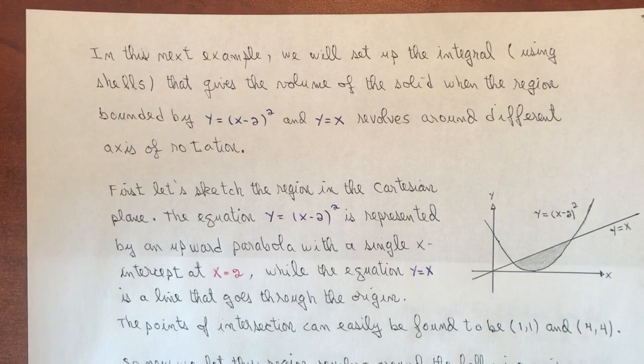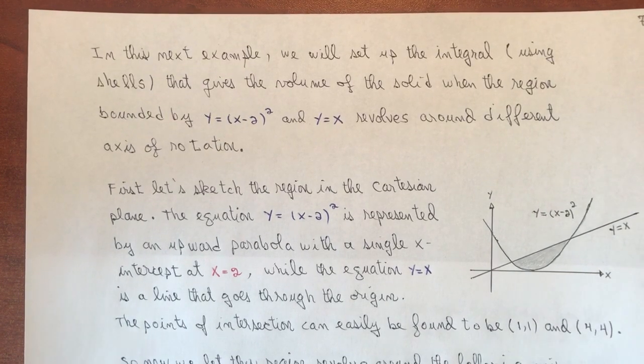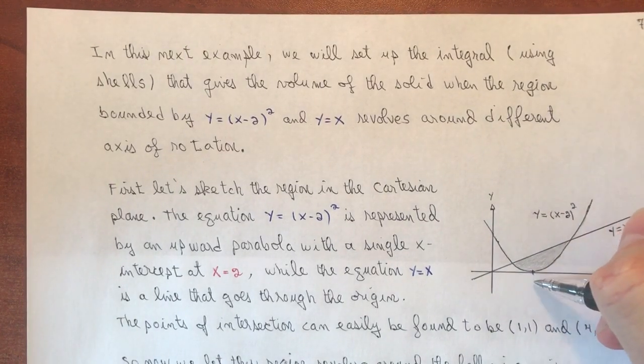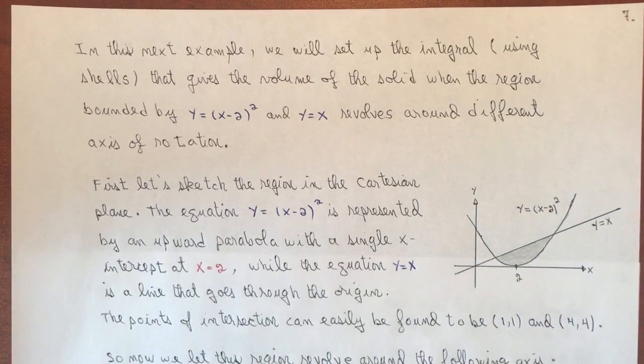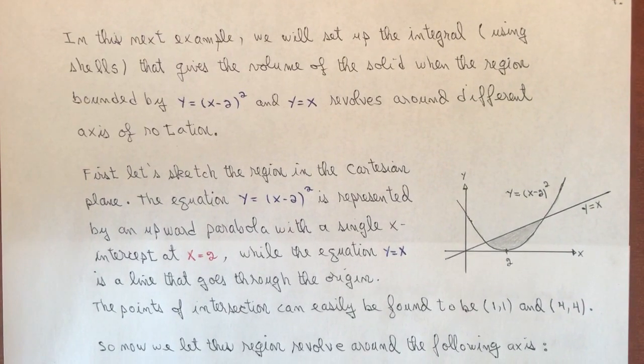First, let's sketch the region in the Cartesian plane. So what we have here is for y is equal to (x minus 2) all squared, we have an upwards parabola with only one x-intercept at 2. That's my intercept right here at 2. While the equation y equals x is simply a line that goes through the origin. The points of intersection can easily be found to be (1, 1) and (4, 4). We will leave this as an exercise.